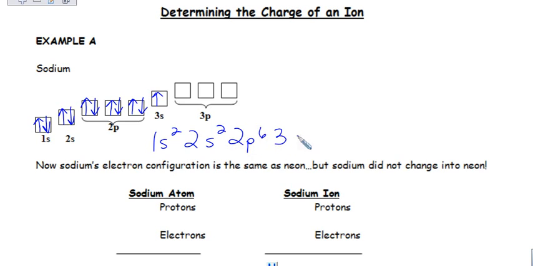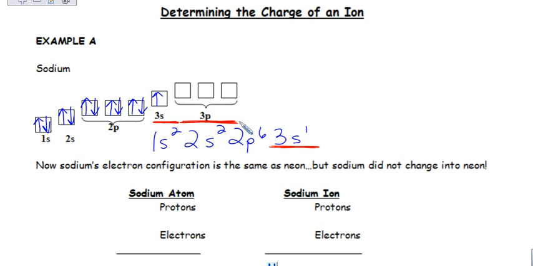2p6, 3s1. So the valence electrons are the electrons in the outermost energy level. The highest energy level is the third. There's one electron in the 3s. The rest of these orbitals in the third energy level are empty.